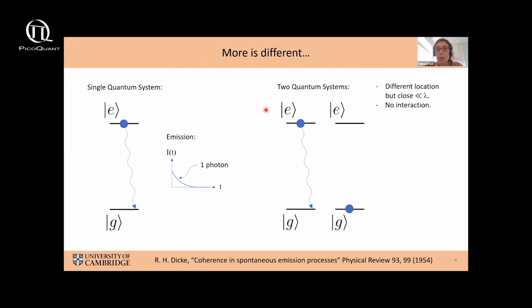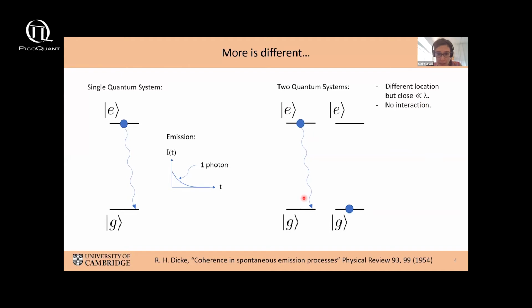And already, when you take two of these quantum systems, things can behave in a strange way. So let's take two of these quantum systems with one atom in the excited state and one in the ground state. And let's suppose that they are at different locations, far enough such that they don't interact directly, but they are close enough compared to lambda, which is the wavelength of your photon.